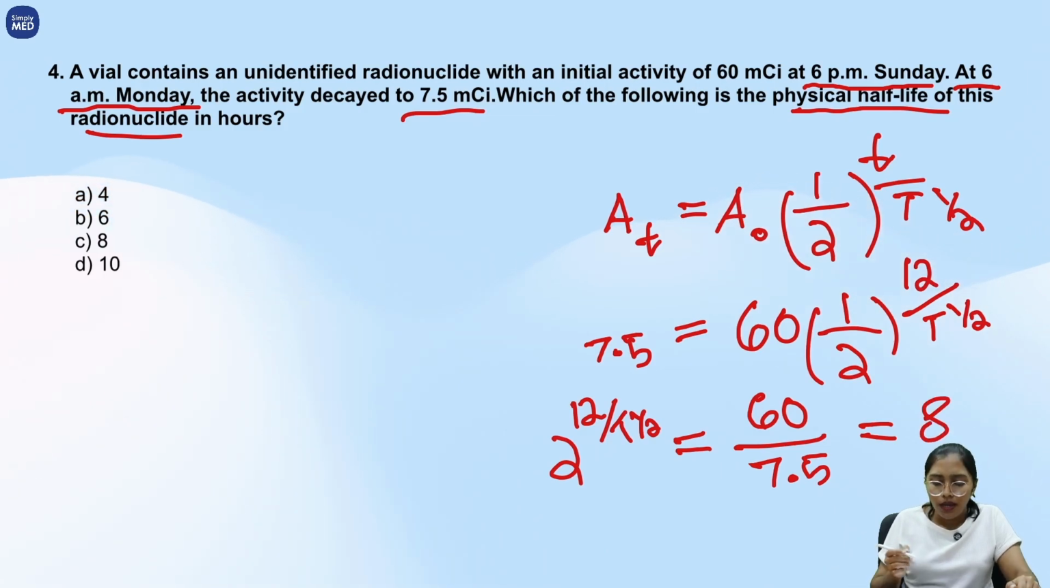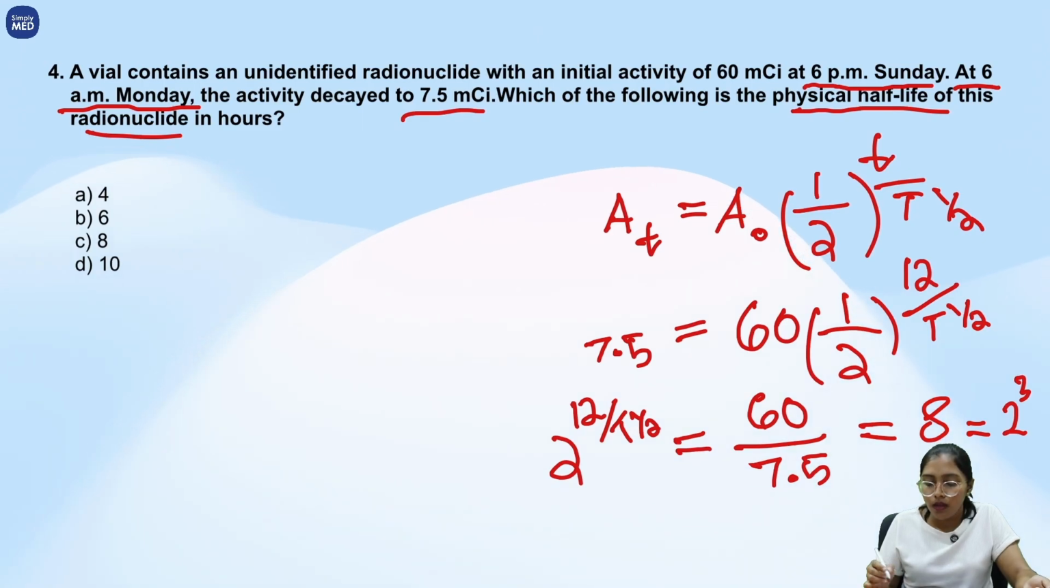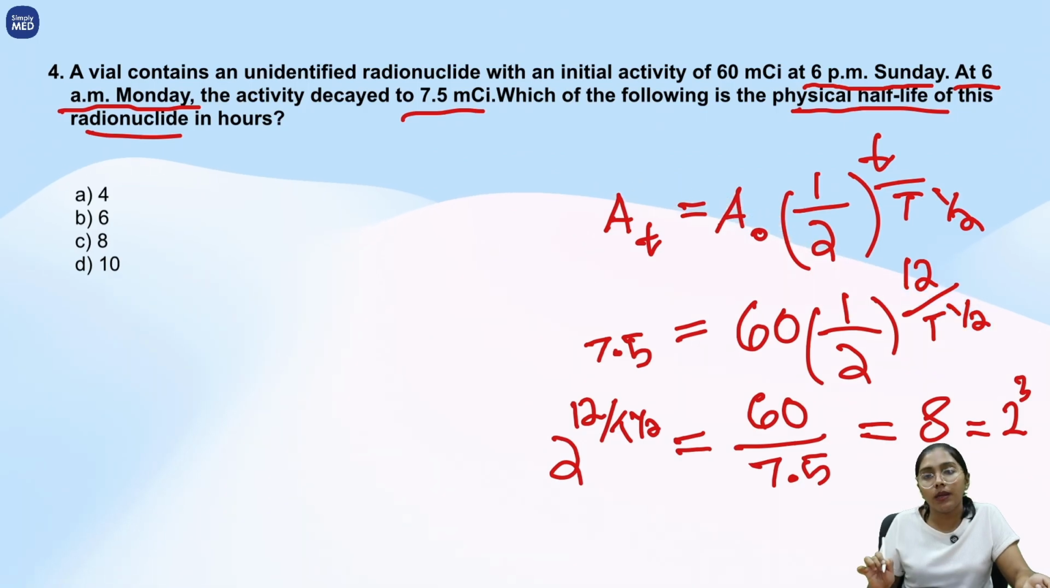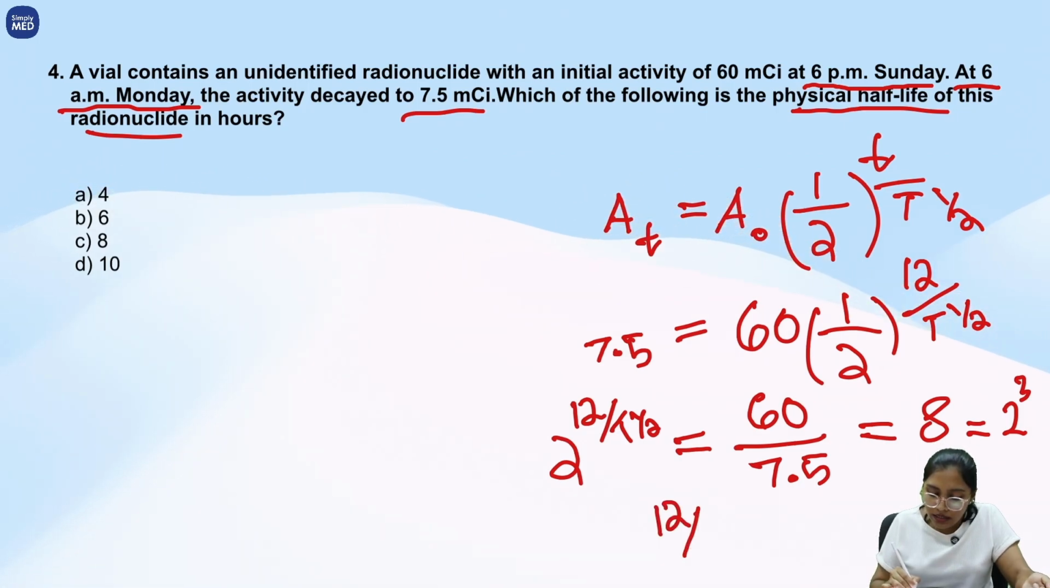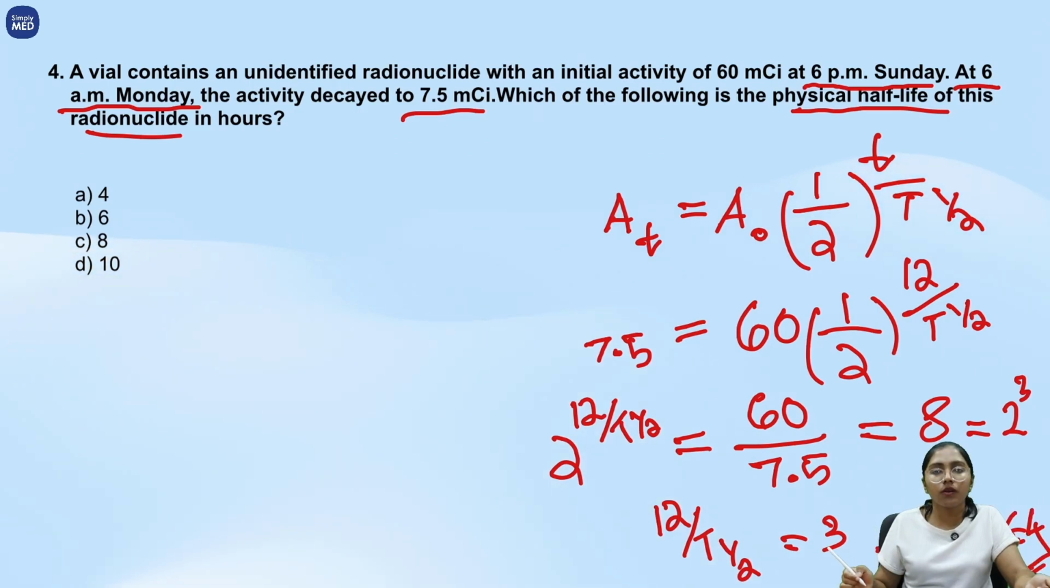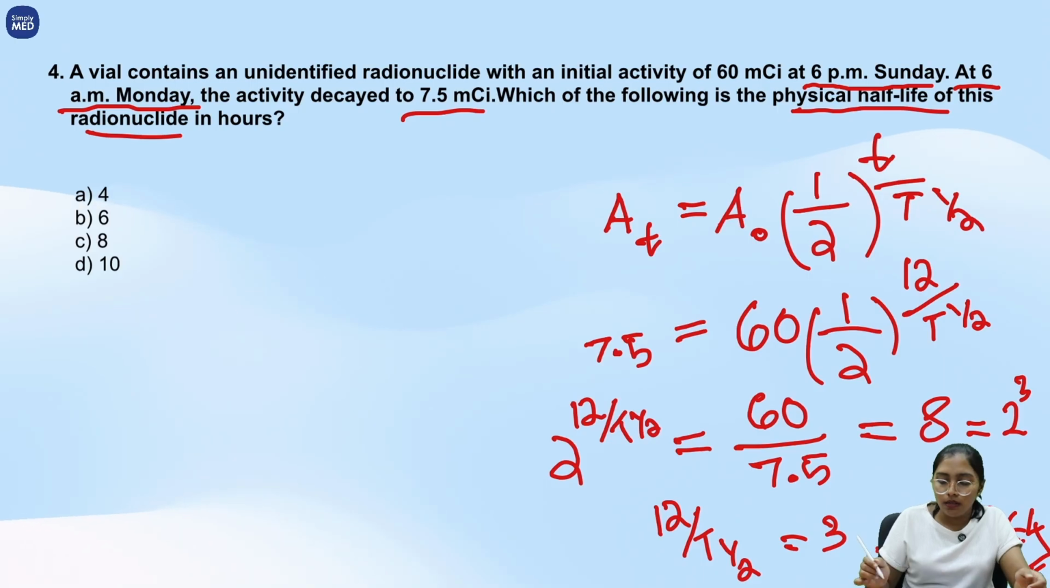In order to solve an equation with powers, you have to make both sides of the equation powers of the same base. We know 8 is a power of 2, right? 2 raised to 3 is equal to 8. So now we have 2 raised to 12 by t half is equal to 2 raised to 3. That means 12 by t half is equal to 3. Then t half will be equal to 12 by 3, which is 4. So that's how you calculate this half-life.